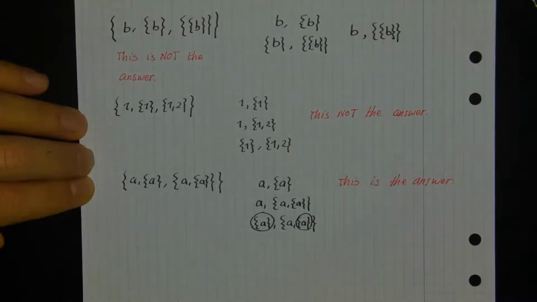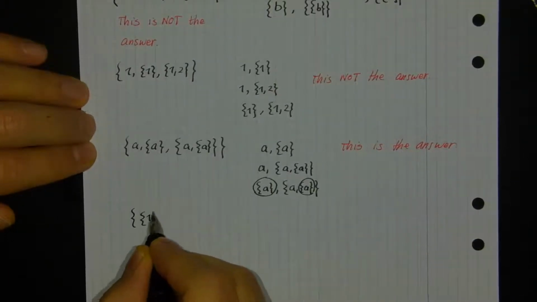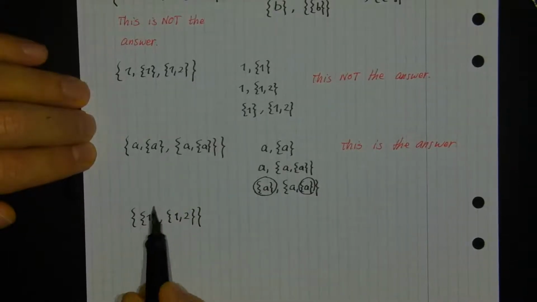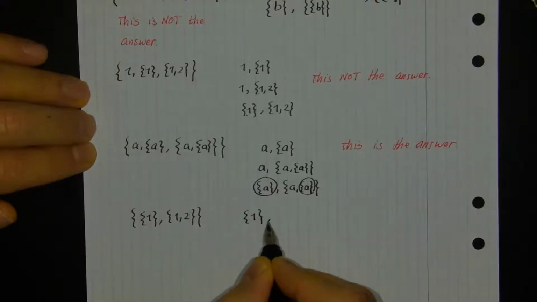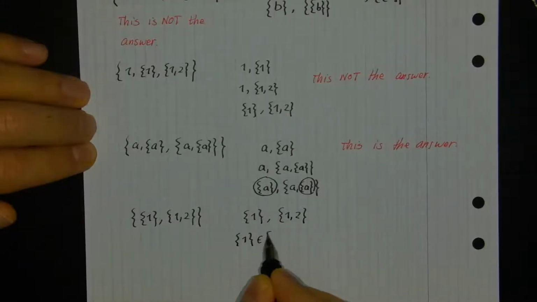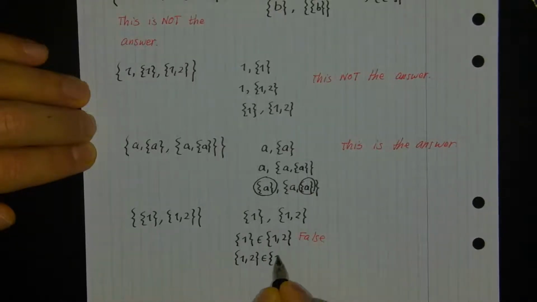Okay, but let us check the last one. The last one is not the answer, because how many pairs can I have there? This set contains 2 elements. One of them is curly 1, the other one is curly 1 and 2. So I can choose only 1 pair. Is it true that this belongs to this? No, it is false. Is it true that the other way around is correct? Again, this is a false statement. So this is not the answer again.